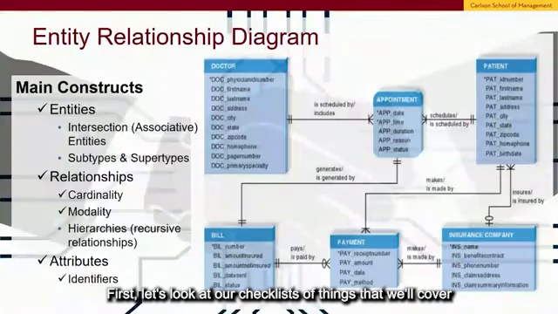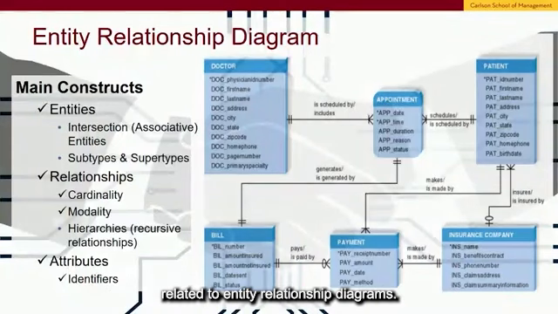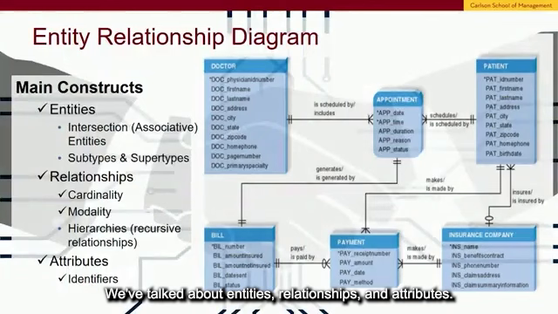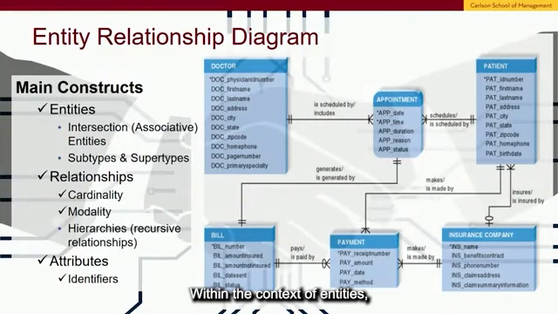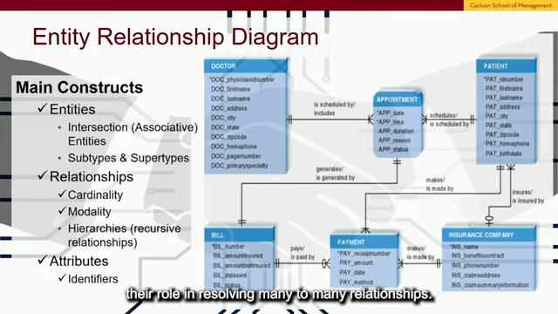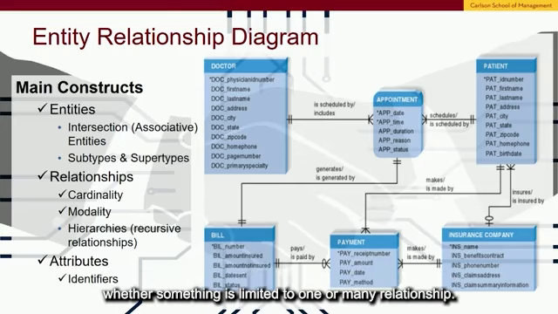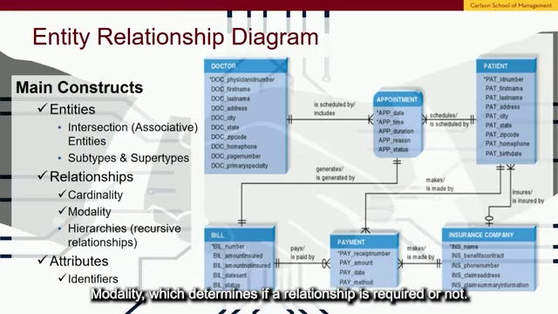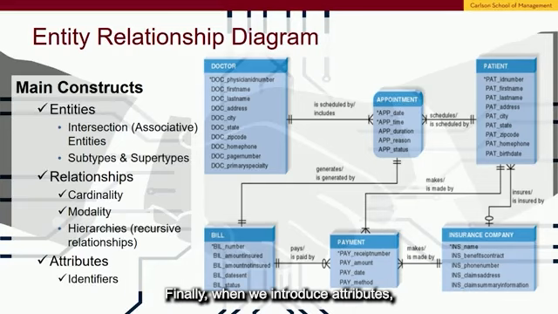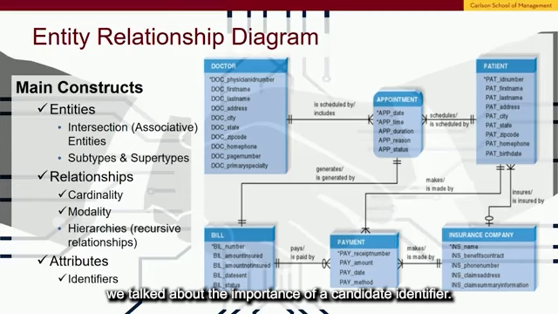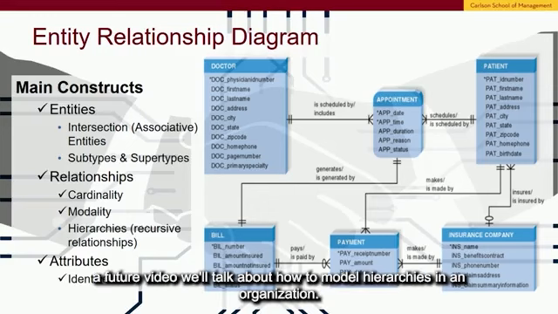First, let's look at our checklist of things that we'll cover related to entity relationship diagrams. We've talked about entities, relationships, and attributes. Within the context of entities, we've talked about intersection entities and their role in resolving many-to-many relationships. Within relationships, we've talked about cardinality, which determines whether something is limited to one or a many relationship, and modality, which determines if a relationship is required or not. And finally, when we introduced attributes, we talked about the importance of a candidate identifier. Now let's talk about subtypes and supertypes. And in a future video, we'll talk about how to model hierarchies in an organization.